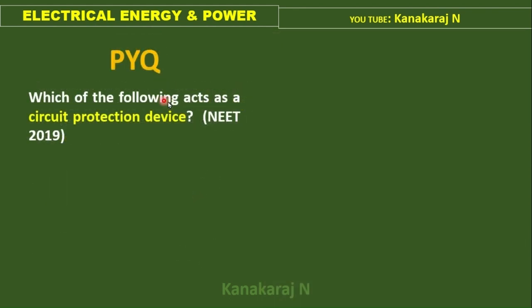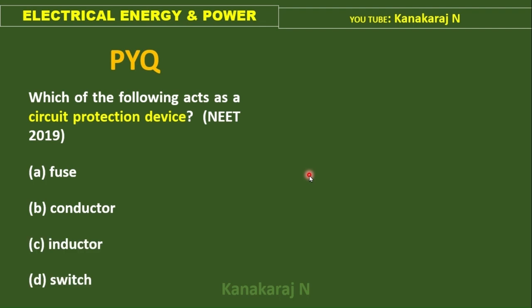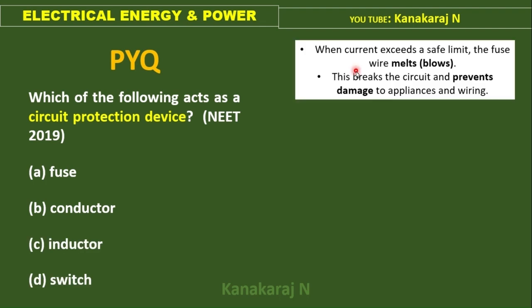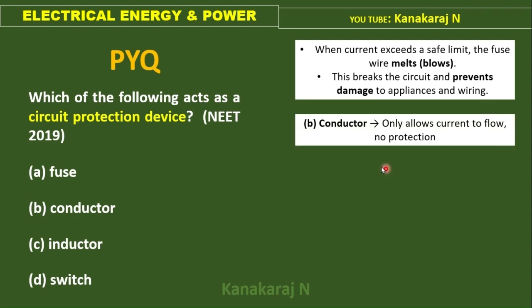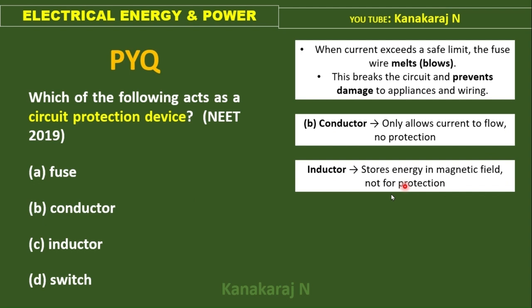Which of the following acts as a circuit protection device? Fuse, conductor, inductor, switch. When a current exceeds the safe limit, the fuse wire melts. This breaks the circuit and prevents damage to appliances and wiring. Conductor: the conductor only allows current to flow, but it's not used for protection.